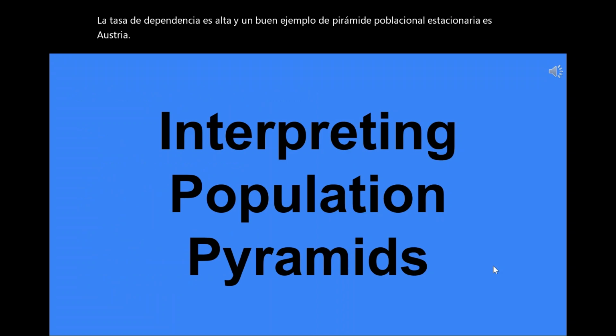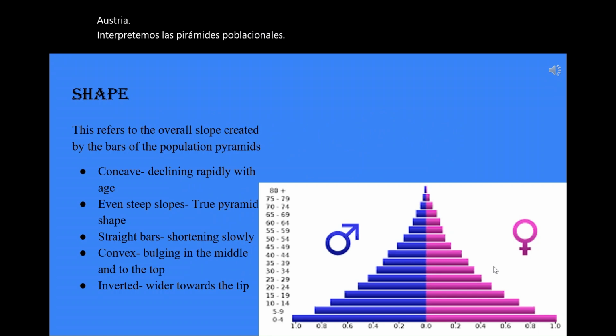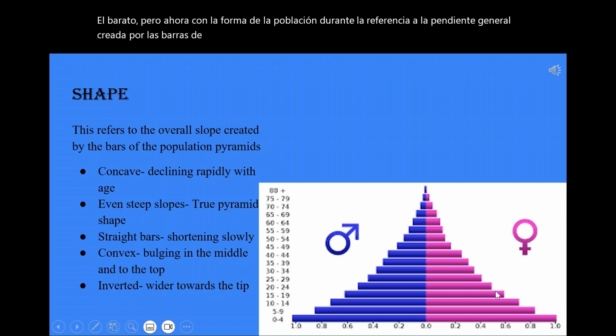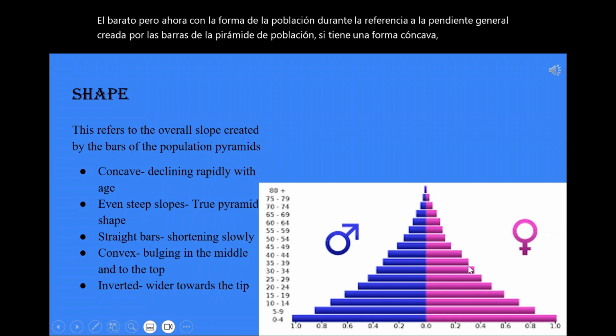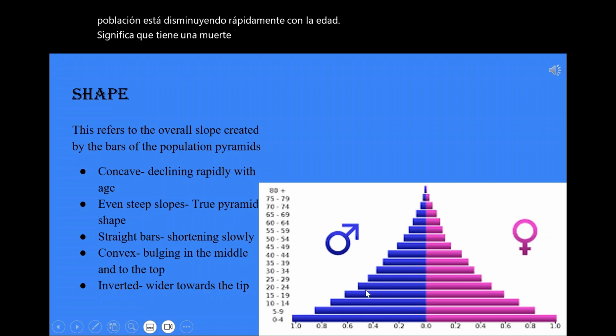Let's interpret some population pyramids. The shape. Now, the shape of the population pyramid refers to the overall slope created by the bars of the population pyramid. If it has a concave shape, it means that the population is declining rapidly with age, meaning that it has a very high death rate, as can be shown in the population pyramid here.